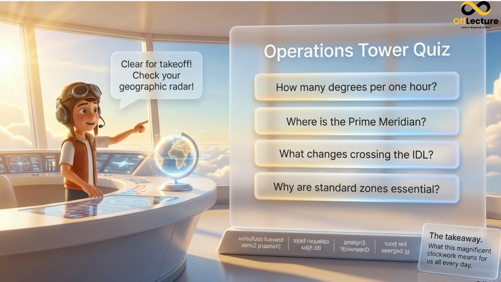Operations Tower quiz. Clear for takeoff. Check your geographic radar with this Operations Tower quiz. How many degrees equals 1 hour? 15. Where is the Prime Meridian? Greenwich. What changes when crossing the international date line? The calendar day. Why are standard zones essential? To keep our global systems synchronized.